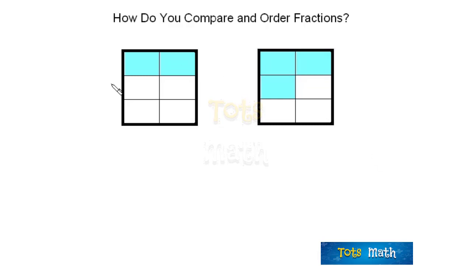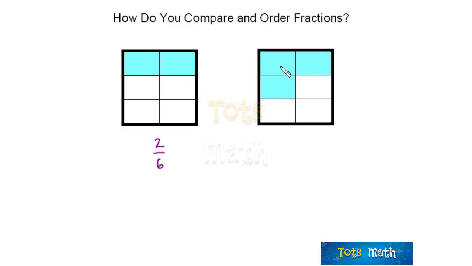In the first rectangle, we have 2 boxes shaded. In the second rectangle, we have 3 boxes shaded. So let's write fractions that show the number of boxes shaded in each rectangle. Well, here we have 2 boxes shaded, and we have 6 boxes altogether. So the fraction represented by this picture is 2/6.